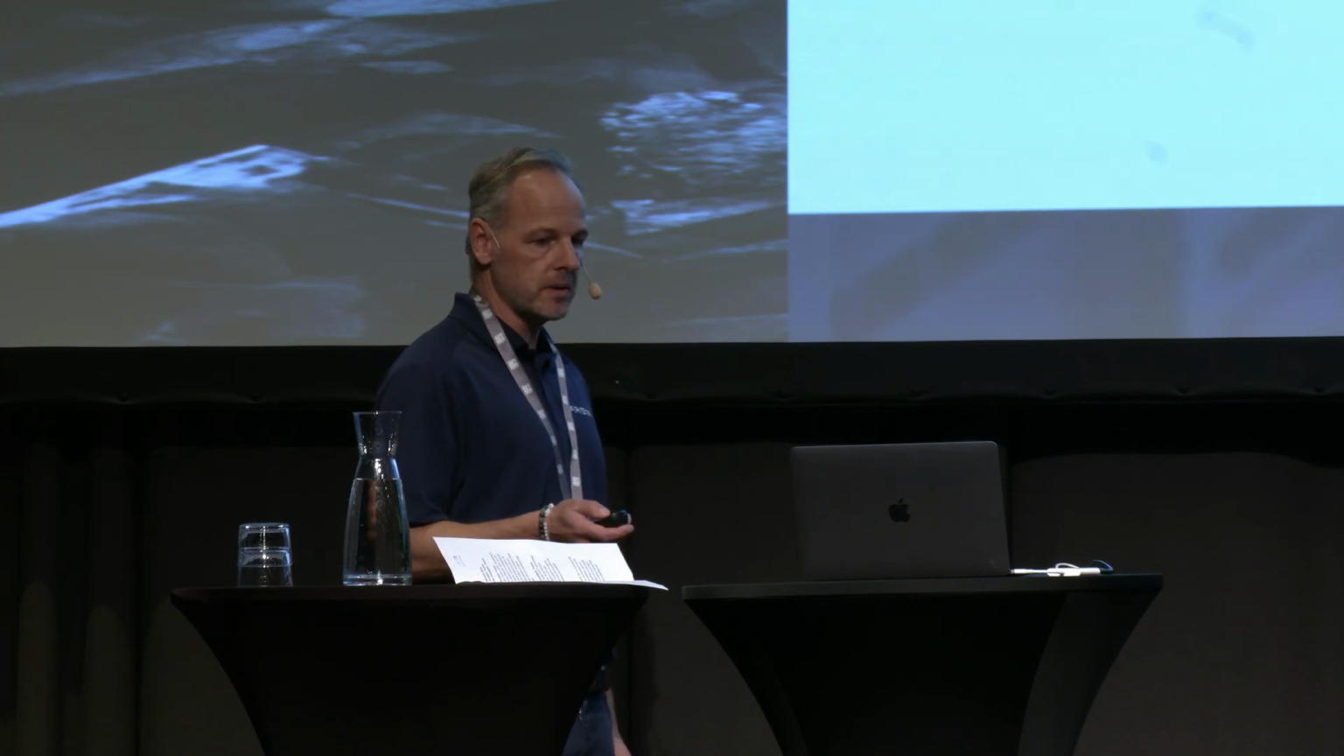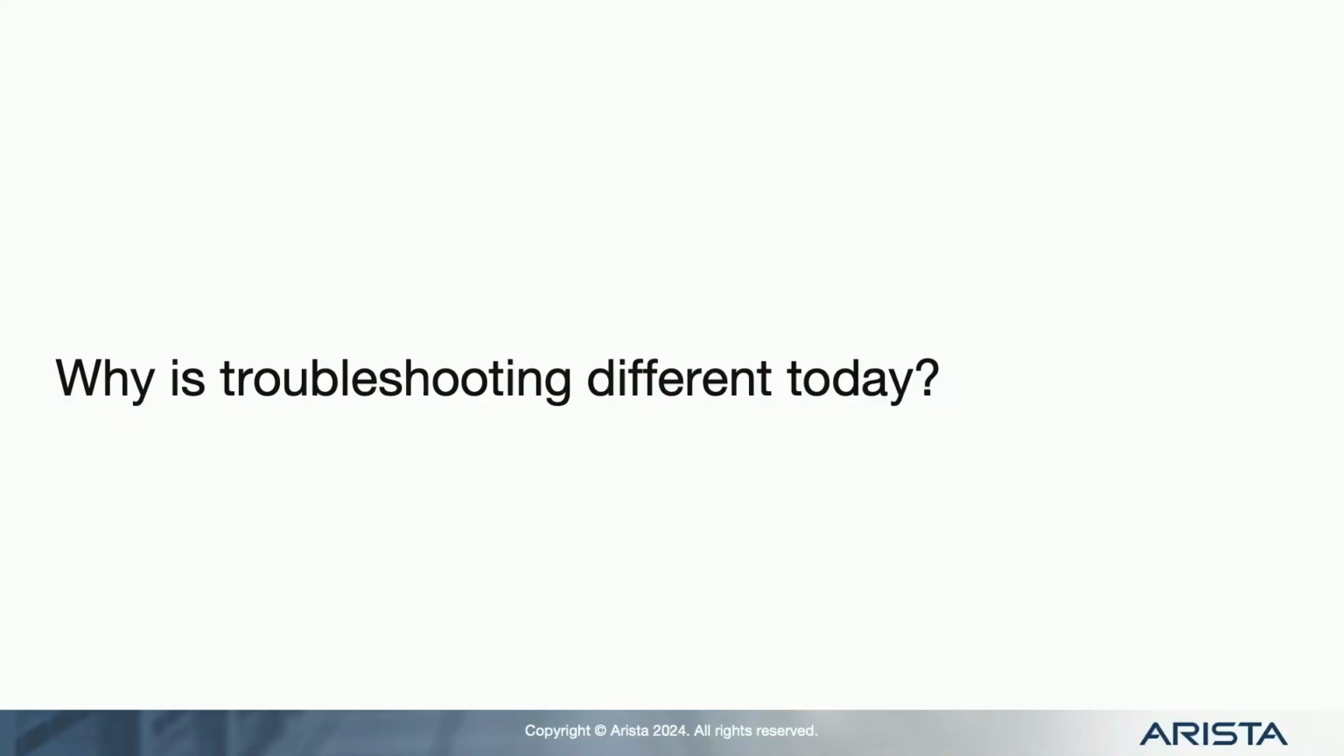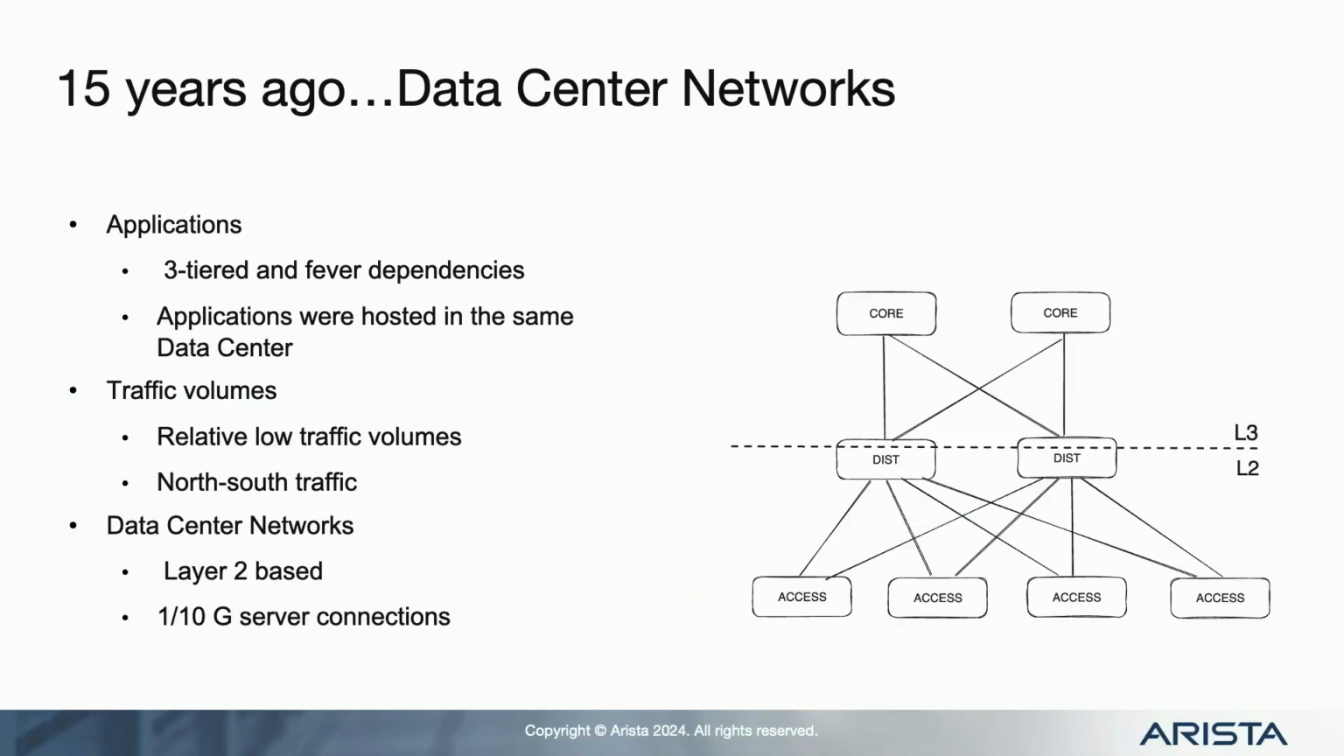So why is troubleshooting different today? A little bit of history first. Fifteen years ago, the data center was built with a traditional architecture of core, distribution, and access. Layer 2 VLANs in the access layer, and layer 3 in the distribution layer. The traffic volumes compared to today were relatively low. Most traffic was in and out of the data center.